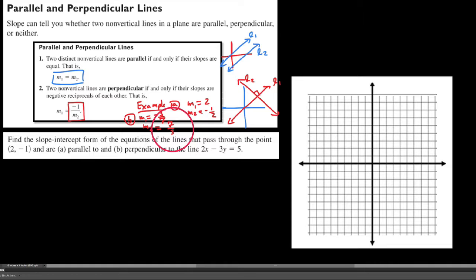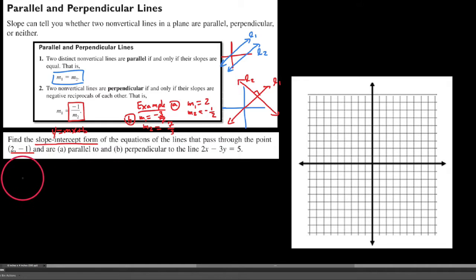So what we're going to be doing in this video is playing with this idea of parallel and perpendicular, and also writing the equations of lines that satisfy given desired characteristics. Let's take a look. Find the slope-intercept form, so we want y equals mx plus b, of the equations of the lines that pass through the point (2, -1), and are in one case parallel to, and in the other case perpendicular to, the line 2x minus 3y equals 5.